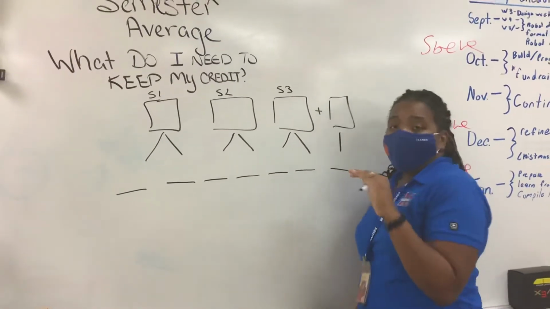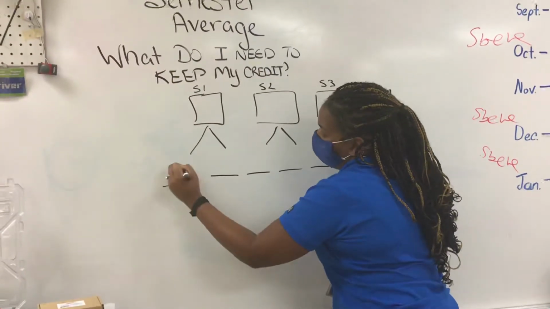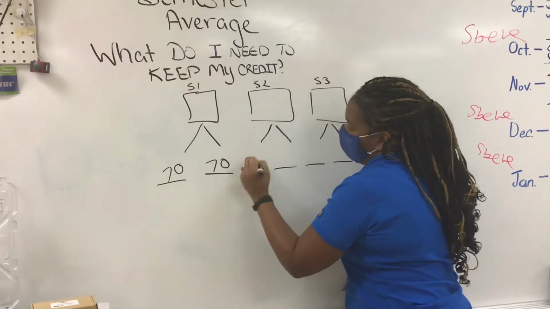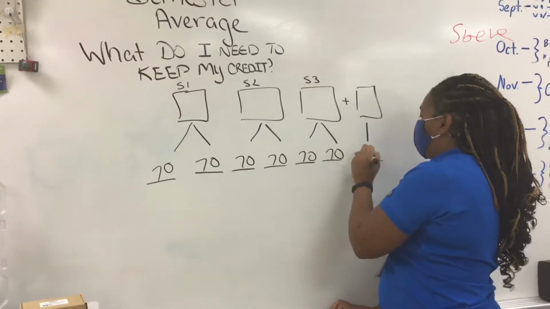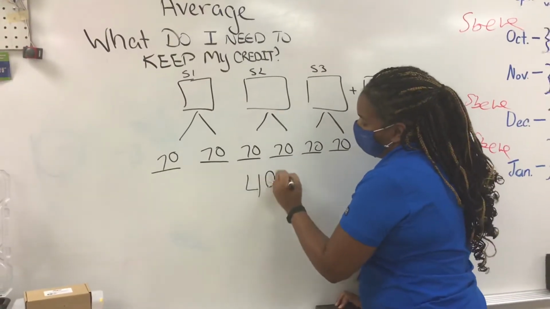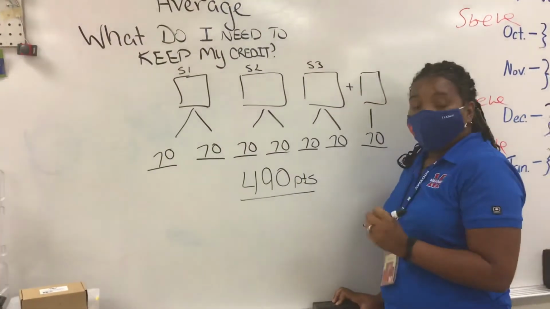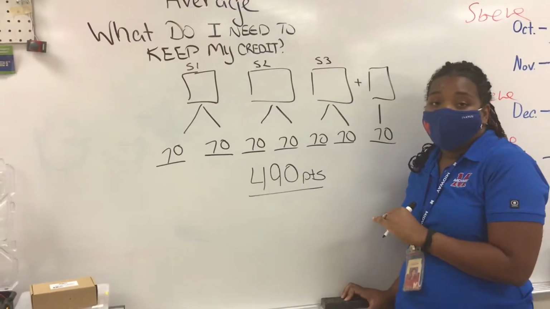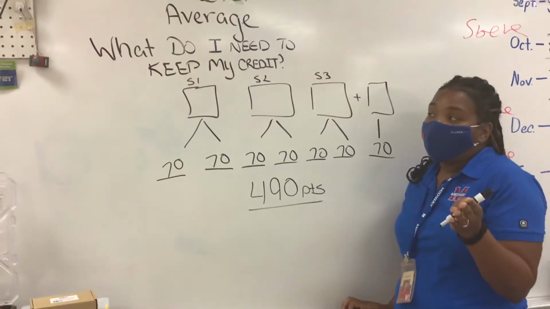Now, at bare minimum, we hope that you would have made a 70. So we have a 70, a 70, 70, 70, 70, 70, and a 70 on your final. That gives you a total of 490 points for a semester. That way we know that you're going to make a semester average of at least a 70, which means you pass, which means you maintain credit.